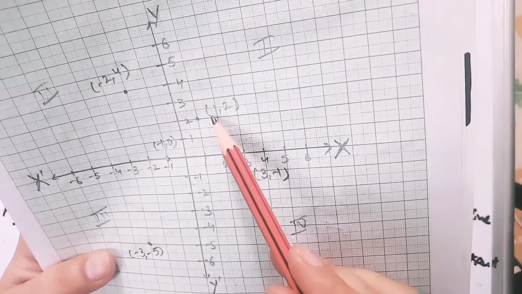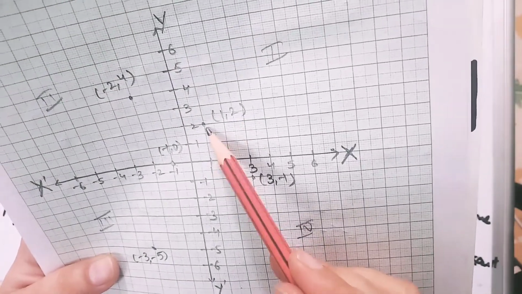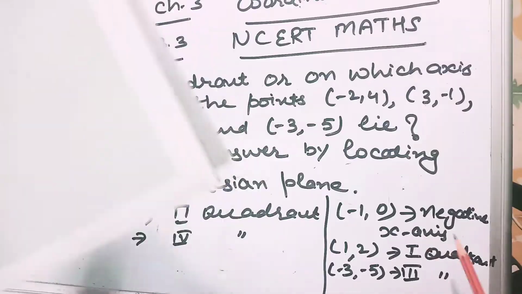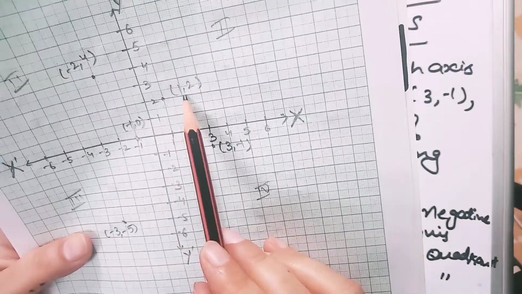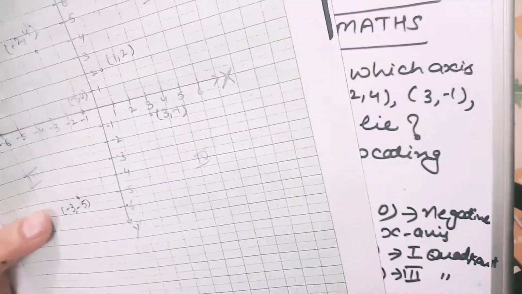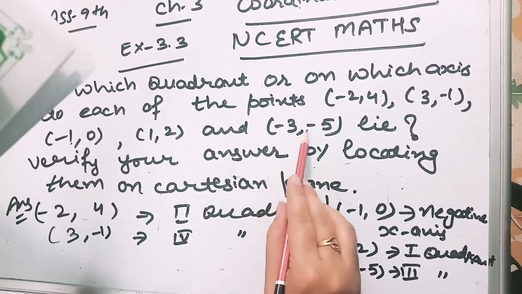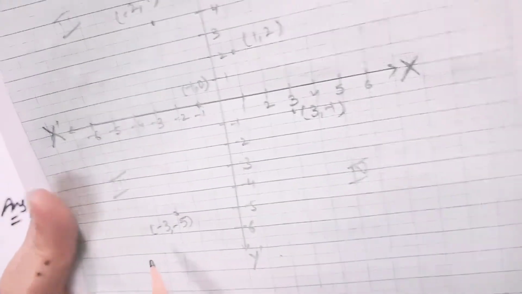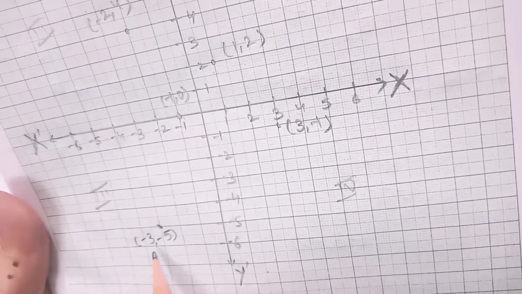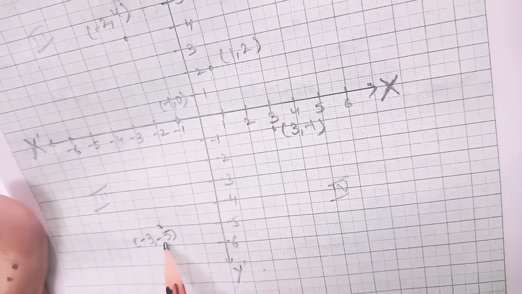1, 2, 1, 2, here x is positive, y is positive. Yes, we have written here first quadrant. By drawing, we have verified that this point lies in the first quadrant. Now the last point is -3, -5. We have written here third quadrant. Now see, in the Cartesian plane it lies in the third quadrant, -3, -5.